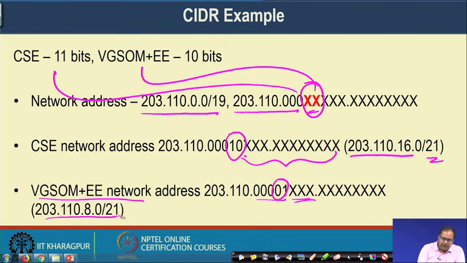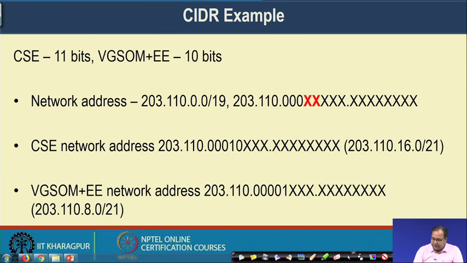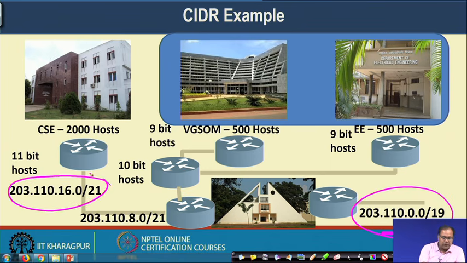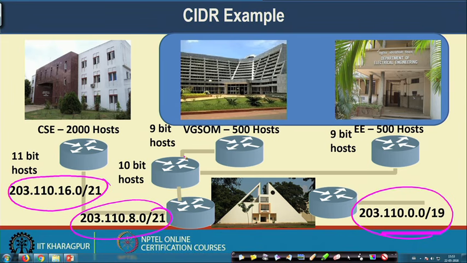So, we get this address for the VGSUM plus E network. Now, this is our scenario. This was my entire address pool. This entire address pool I have divided into 2 subnets. One subnet is going to CSE and the second subnet is going to VGSUM plus E.